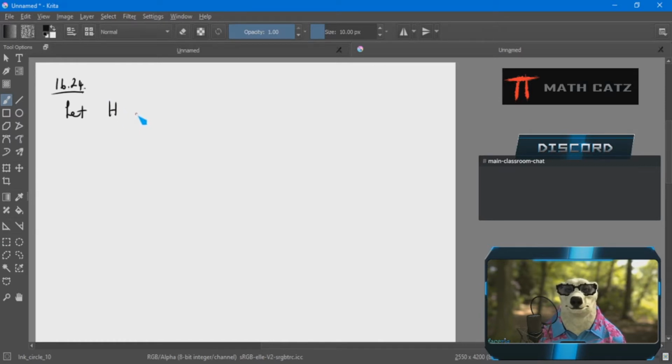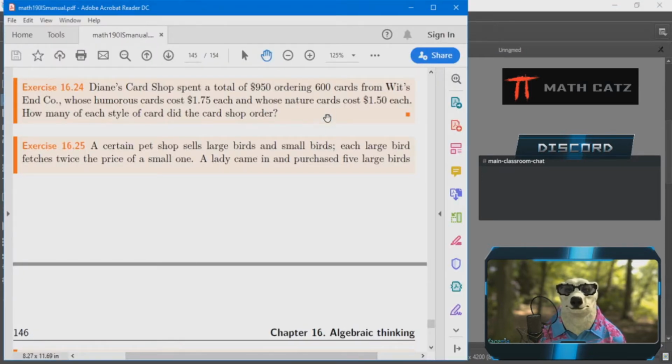You can use any symbol you want, of course. Let that H represent the number of humorous cards. Do I need a new variable for the number of nature cards? I certainly could. But then I'll have 2 equations, and that bothers people at this basic introductory level.